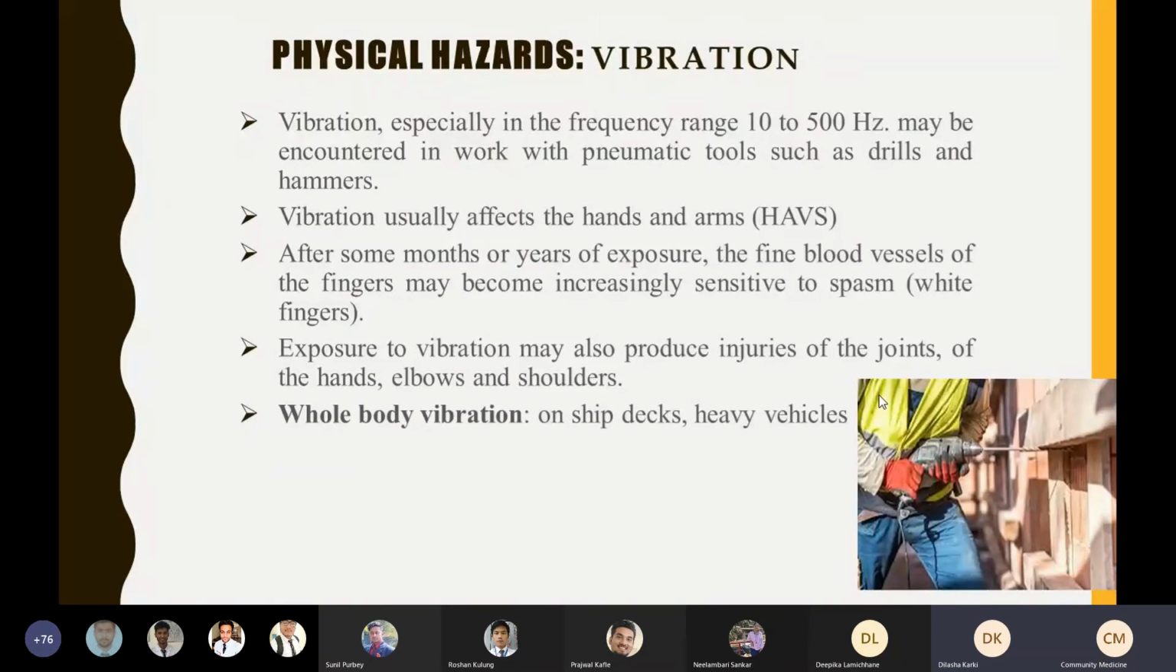Now next is the vibration, especially for the workers who work with drilling. Vibration is also one of the physical hazards. It can range from 10 to 500 hertz, and this is especially faced by the workers who work with drills and hammers. And this vibration usually affects the hand and arms.